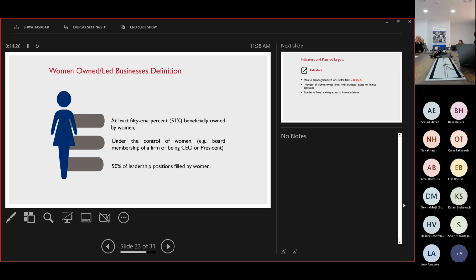Also to be under control, which means one of the board members is female, or the CEO, the president, or the manager is female. Also, the last one is to have 50% of the leadership positions filled by women. This means that if the number of leadership positions is 10, 5 out of the 10 should be occupied by females to be considered under this criteria.